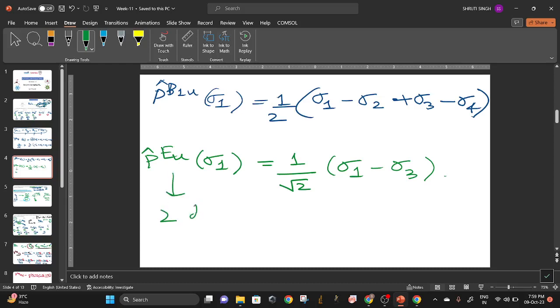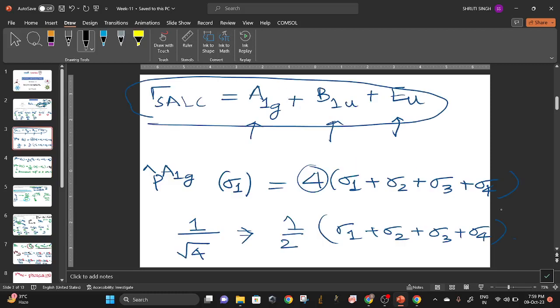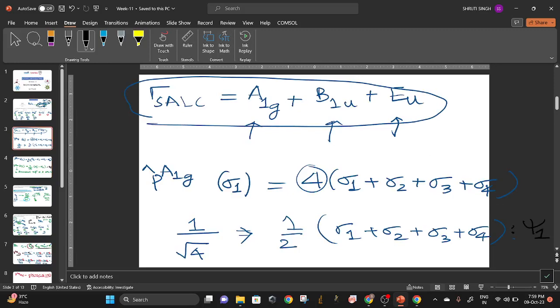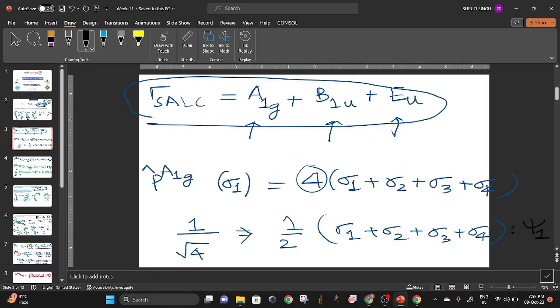It is a two-dimensional representation, right? So it should give two SALCs, meaning two linear combinations of atomic orbitals, but here I am getting only one. Suppose let me write it psi 3, this was psi 2, I'm writing psi, I'm speaking phi. So we need one more, which is psi 4. What is it? This we need to figure out.